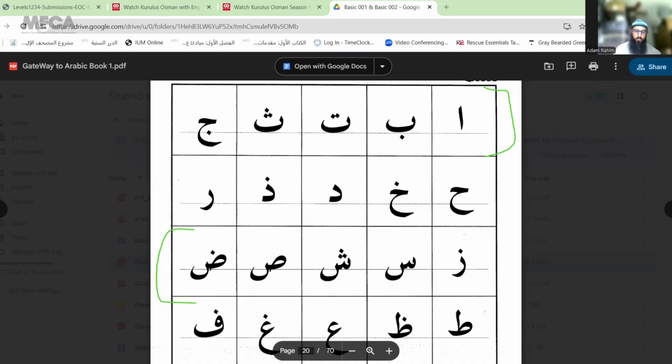Brother Sayyid. Jeem. Ahsanta. Very good.